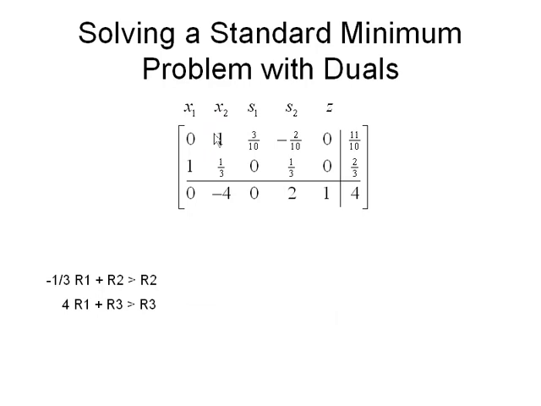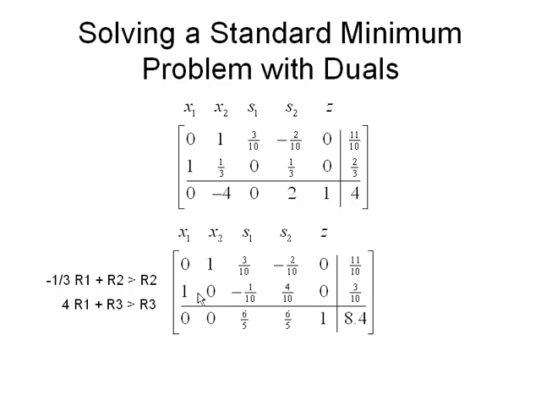So now that I have my pivot being a 1, I need to put zeros below it. So I'll take -1/3 times row 1, add it to row 2. I'll take 4 times row 1 and add it to row 3. So here's my recipe again. And when I work that out, here you see the pivot and the zeros below. The second row becomes 1, 0, -1/10, 4/10, 0, 3/10. And the last row becomes 0, 0, 6/5, 6/5, 1, 8.4. Notice that there are no negative indicators anymore, so we've arrived at our optimal solution.